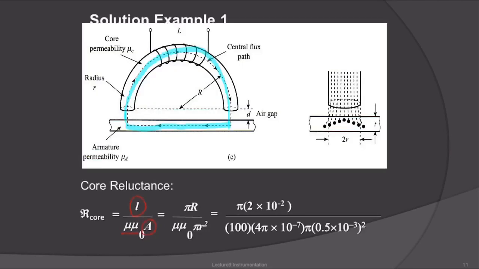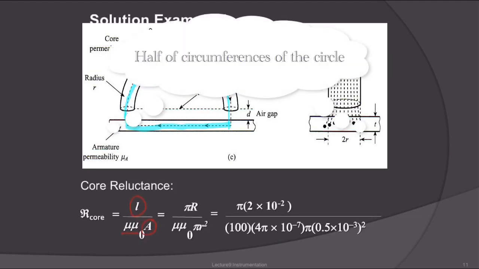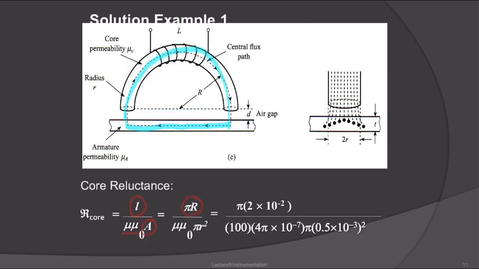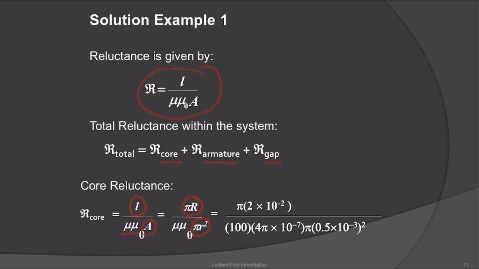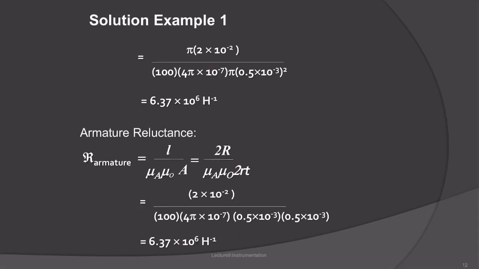So the length for core is equal to half of the circle that made the core. So it is pi r. And the area is pi r squared. So from there, using the information that has been given to us, we will be able to calculate the reluctance for the core. After calculating the equation, we will get the value of reluctance in the core is 6.37 mega per Henry.